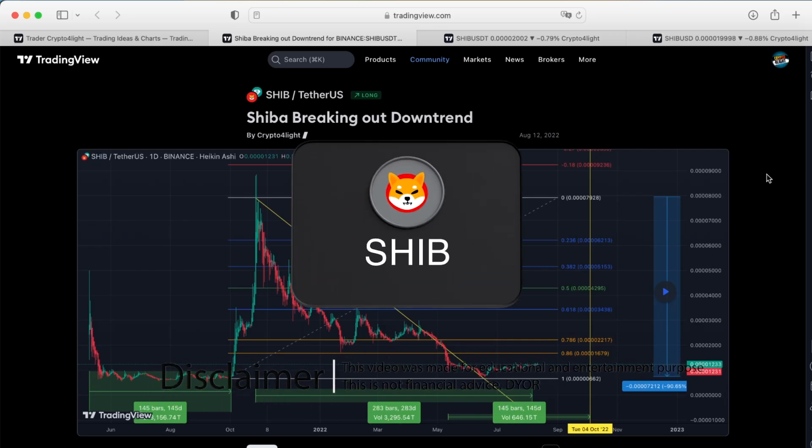Today we'd like to show you the updates for the Shib, Shiba Inu USDT trading pair with my custom indicator set. What's going on now? Let's dive in.